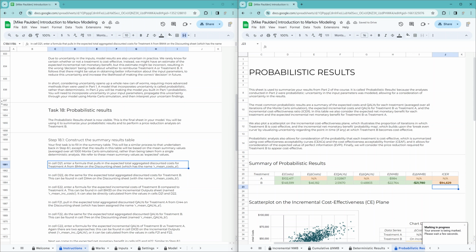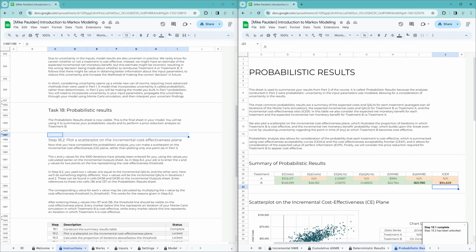And just something here about language, we don't call this the expected ISA. And we also don't calculate the ISA for every iteration and then average over that, because that would give us the wrong result. There is only one ISA, and that's why we don't call it the expected ISA, because it's not that we've got lots of ISAs and we're averaging over them. There is one ISA, and in a probabilistic analysis, that is calculated by taking the expected incremental costs and dividing by the expected incremental QALYs. So that's why we don't call it the expected ISA.